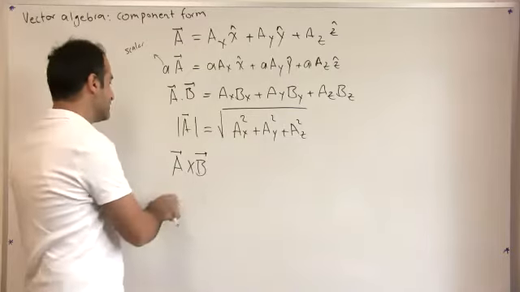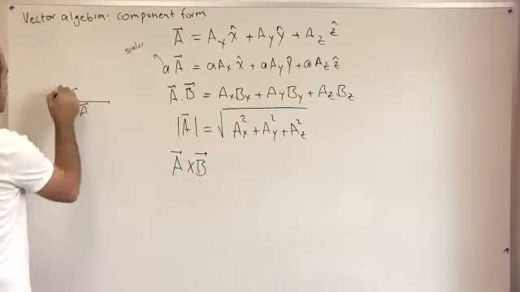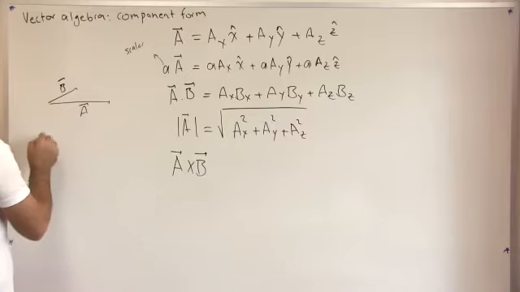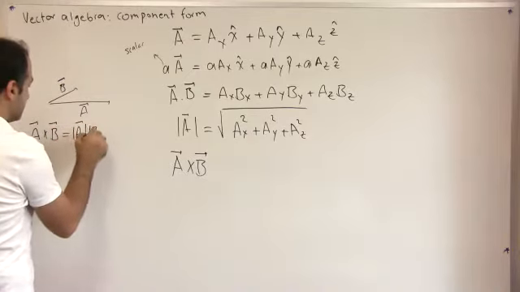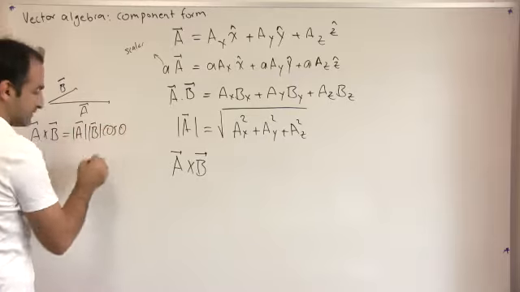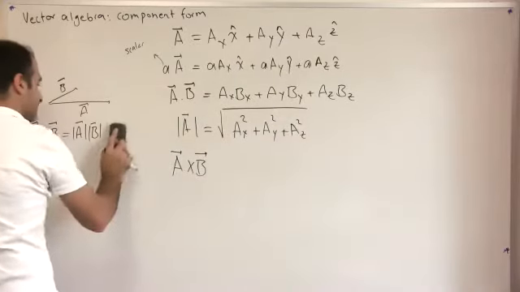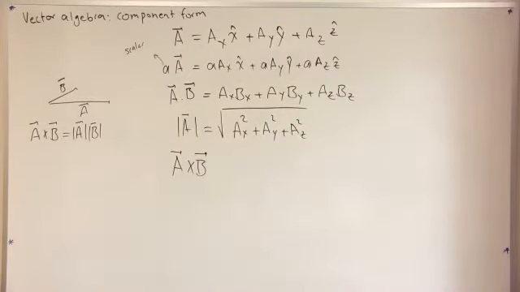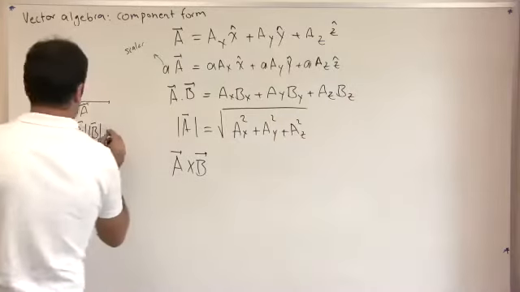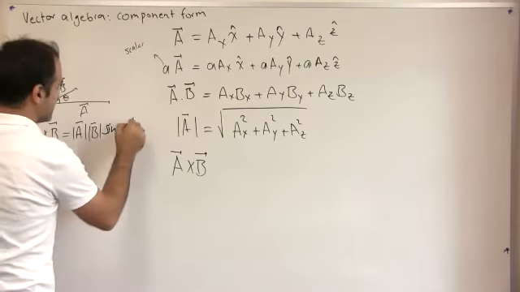So the cross product using the angles and directions, if we have A here, and B here, the cross product is defined as A cross B equal to magnitude of A, magnitude of B times sine of the angle between them, theta, and that is in the direction of n hat.